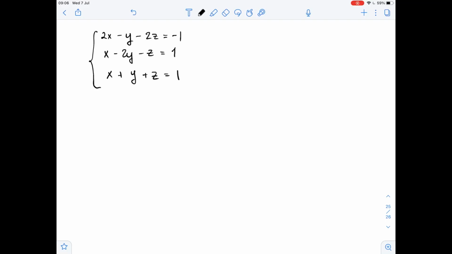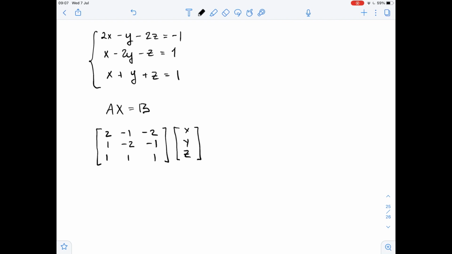So we need to solve the given system of equations using matrices. First, let's write it down in its matrix form. So AX equals B. Then A is a matrix of coefficients, which are 2, -1, -2, 1, -2, -1, 1, 1, 1. X is a matrix of solutions, so it's x, y, z. And B is a matrix of constants, so it's -1, 1, 1.